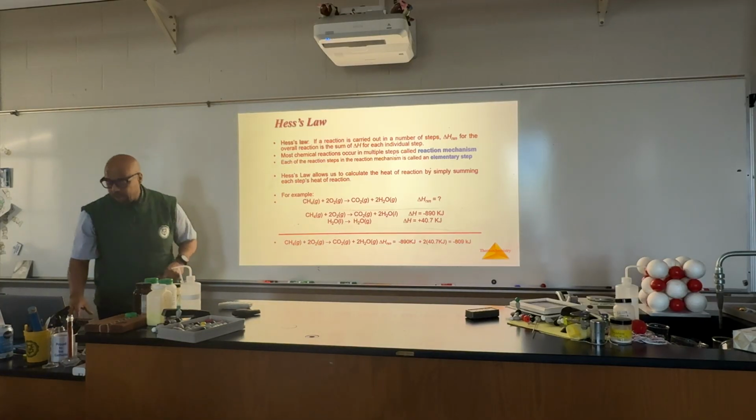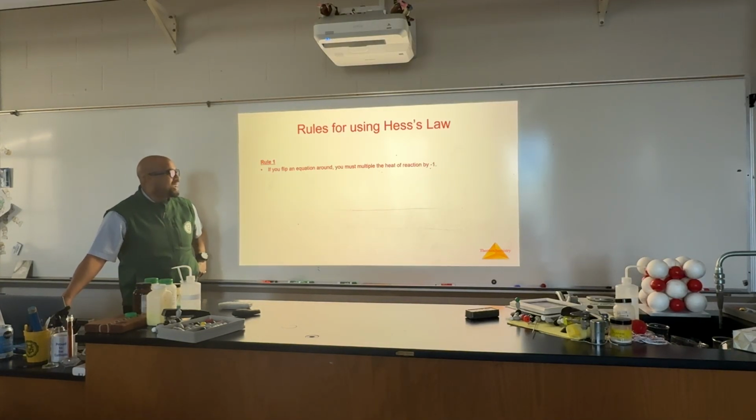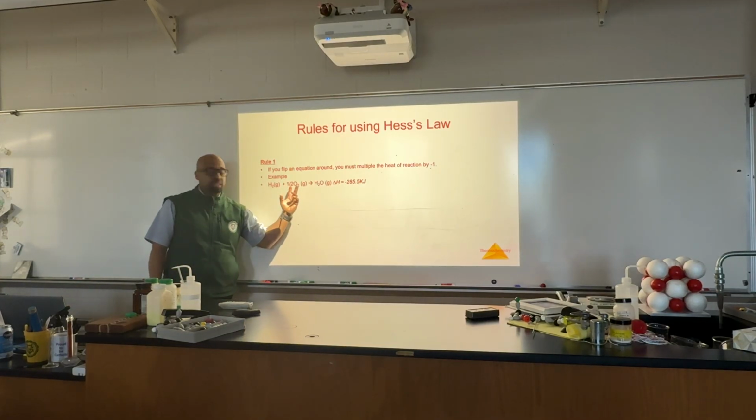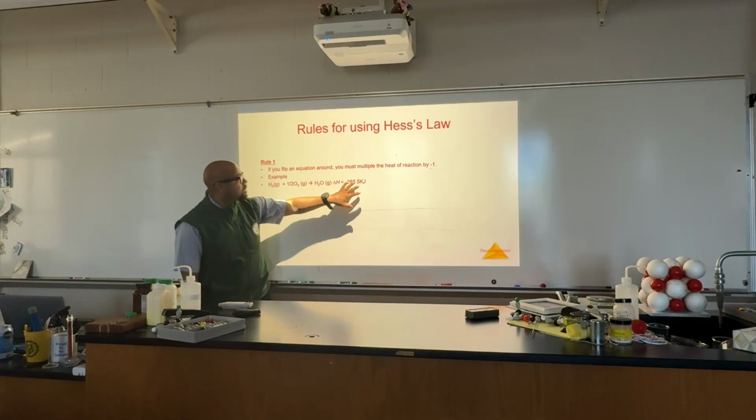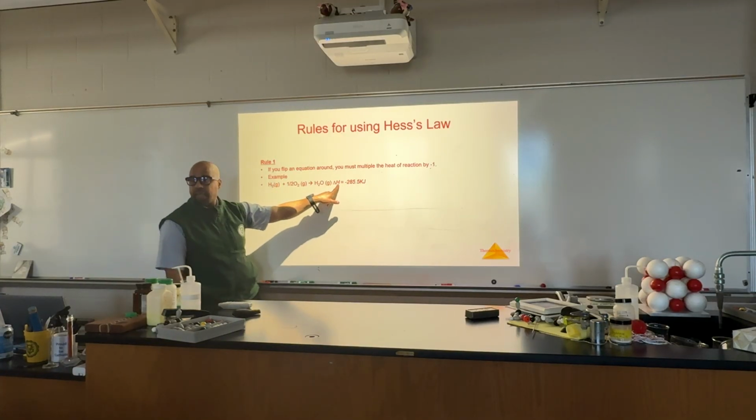But there's some rules that we need when dealing with Hess's law. And these two rules that we're going to look at, once again, you already know them. The first rule simply says that if I have this thermochemical equation, and my delta H is equal to negative 285.5 kilojoules, which is exothermic, if I flip this thing around, what happens to this value?